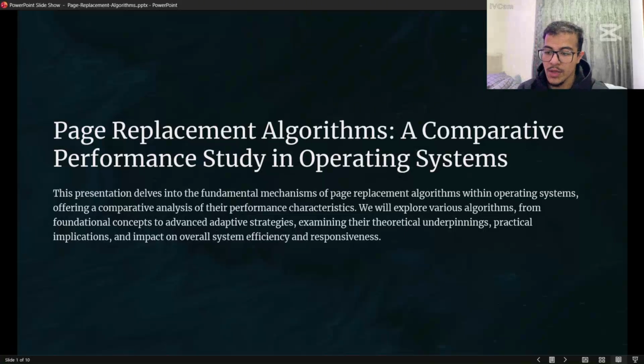This presentation of page replacement algorithms offers a comparative analysis of their performance characteristics, and we will explore various algorithms from foundational concepts to advanced adaptive strategies, examining their theoretical underpinnings, practical implications, and impact on overall system efficiency and responsiveness.